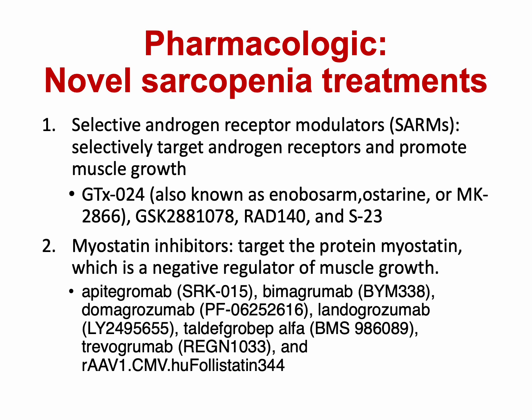So, briefly, these are the novel pharmacology agents for sarcopenia. The SARMs, or selective androgen receptor modulators, selectively activate androgen receptors in the muscle and bone without affecting much of the other tissues, making them very attractive in terms of side effects. Myostatin inhibitors target the protein myostatin, which is the negative regulator of muscle growth.